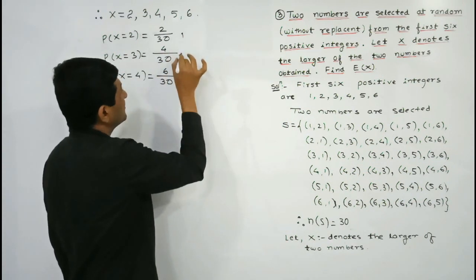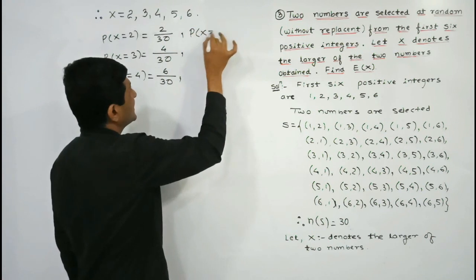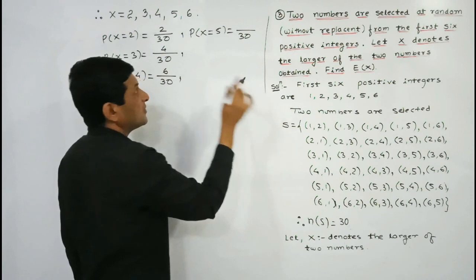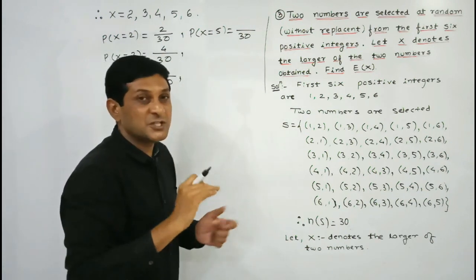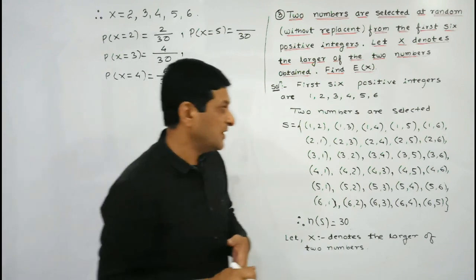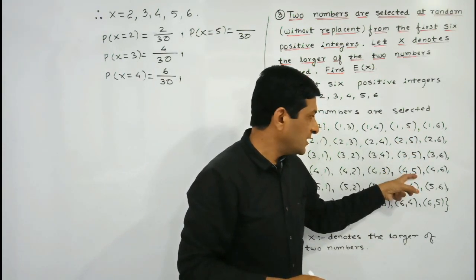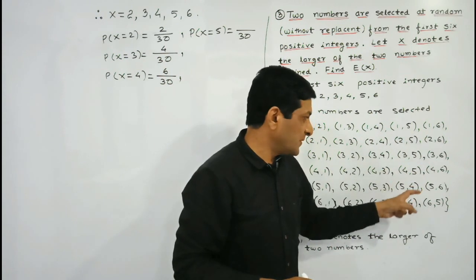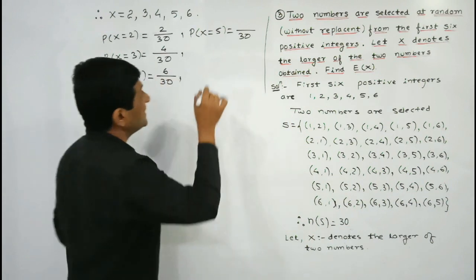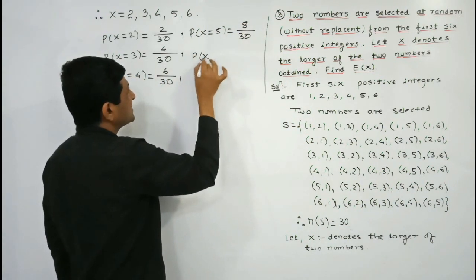Now we are finding probability when x is equal to 5. Probability when x is equal to 5: total 30 elements are there. From this 30 elements we are selecting such elements in which x is equal to 5, means larger number is 5. Check how many elements are there. 1, 2, 3, 4, 5 is larger. 4, again 5, 6, 7, 8. So total 8 elements we have got here in which 5 is larger.